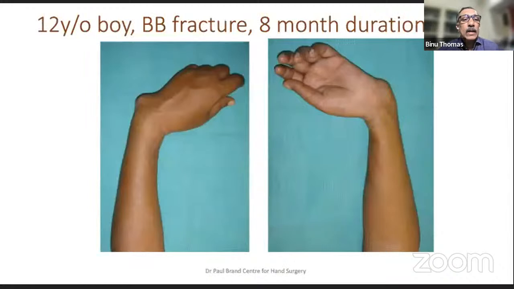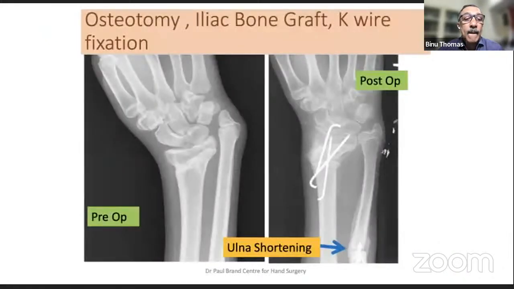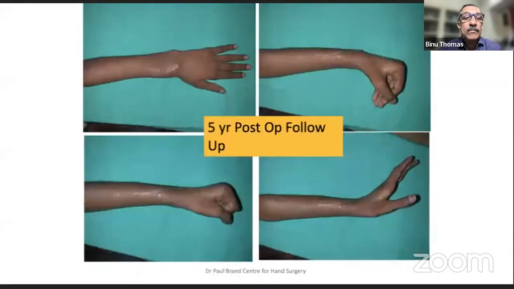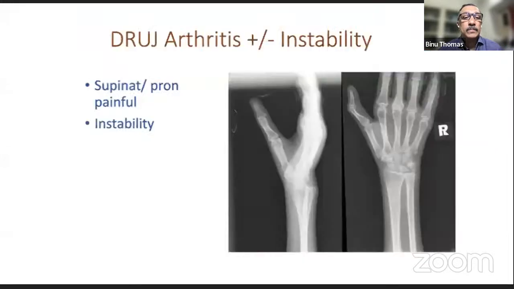Now, the unusual case, a 12-year-old boy who had a both bones forearm fracture, 8 months duration. That was his pre-op pictures. And that's the X-ray. So here, in order to avoid the physis from fusing, we used K-wires. And we did a corrective osteotomy with a bone graft proximal to the physis, as well as an ulnar shortening with a tension band technique. So he went on to good healing and correction of the deformity with good range of motion.